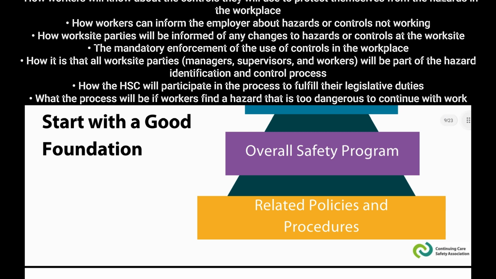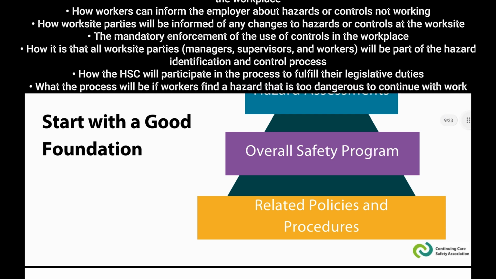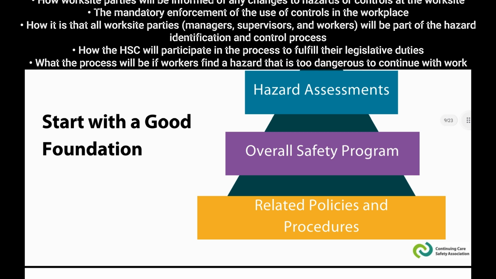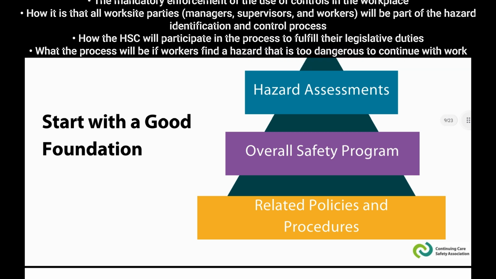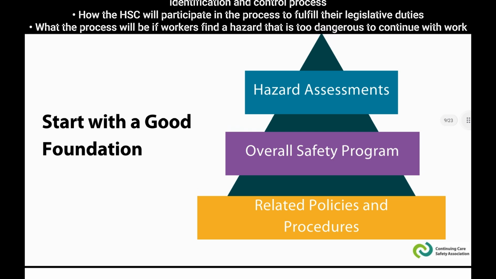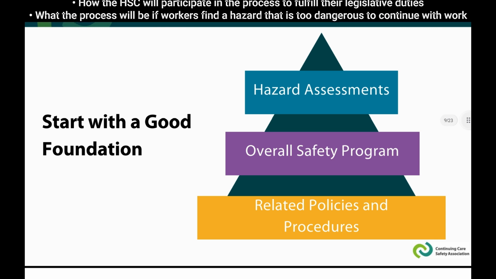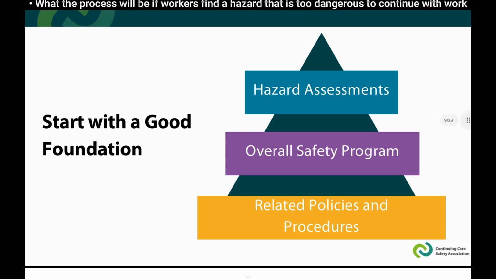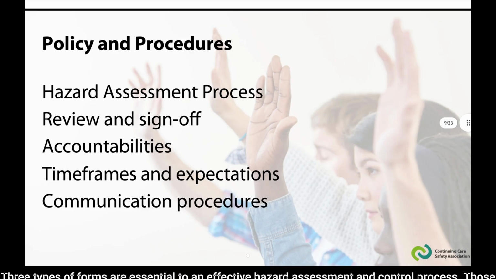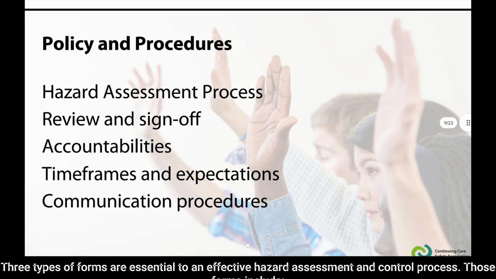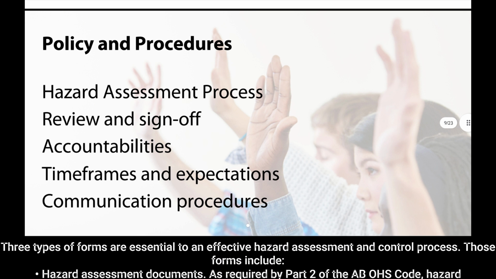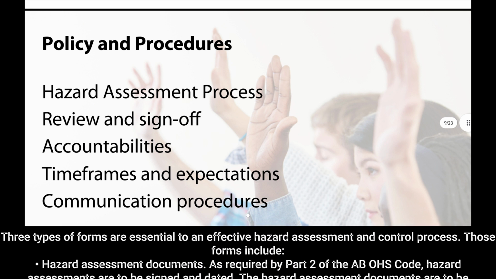How it is that all worksite parties, managers, supervisors, and workers, will be part of the hazard identification and control process. How the HSC will participate in the process to fulfill their legislative duties. What the process will be if workers find a hazard that is too dangerous to continue with work. 3 types of forms are essential to an effective hazard assessment and control process. Those forms include hazard assessment documents.